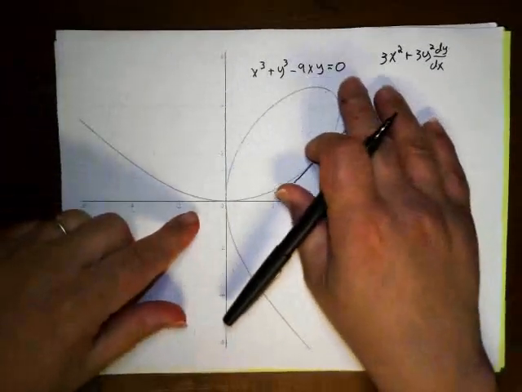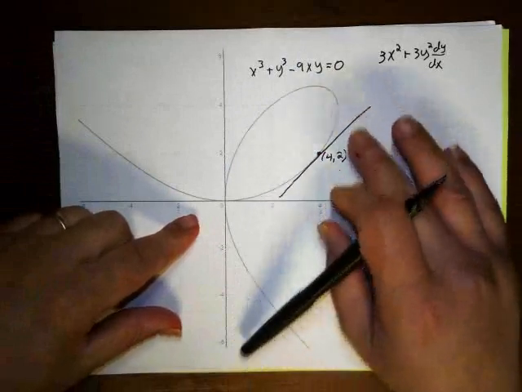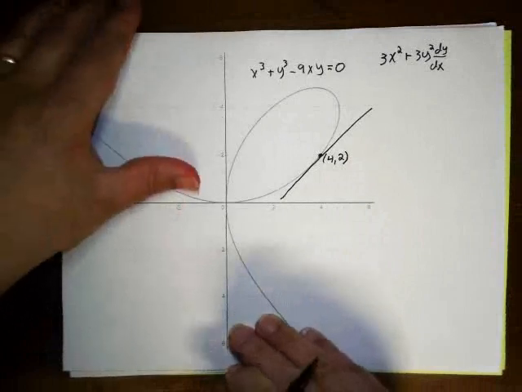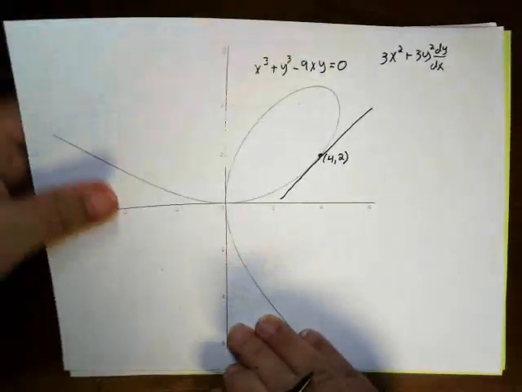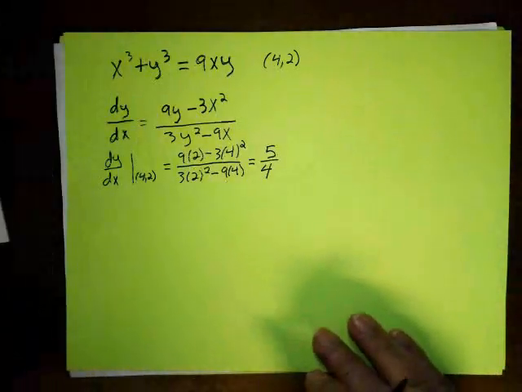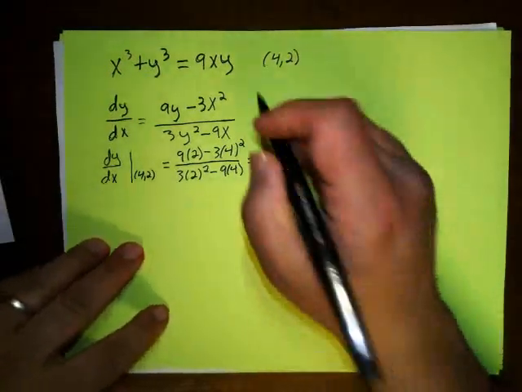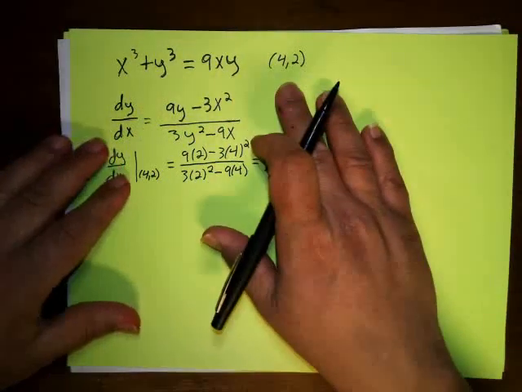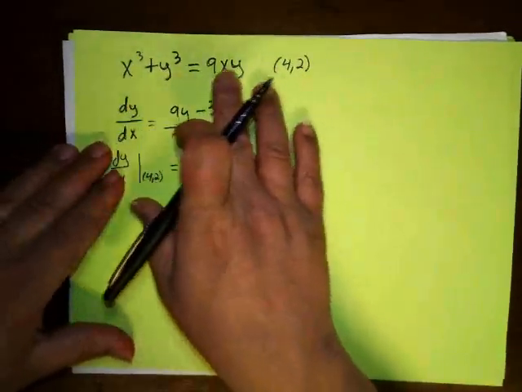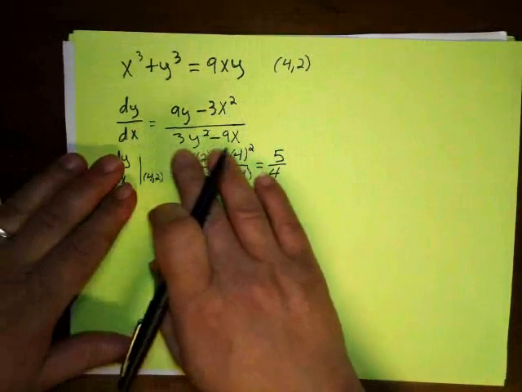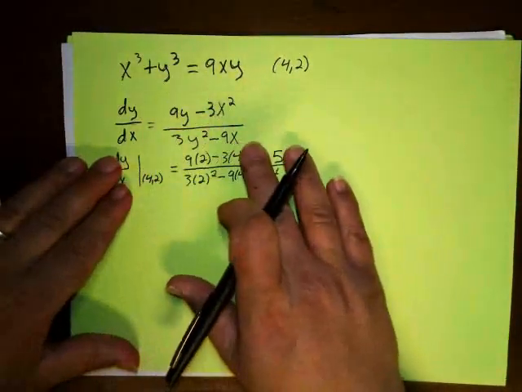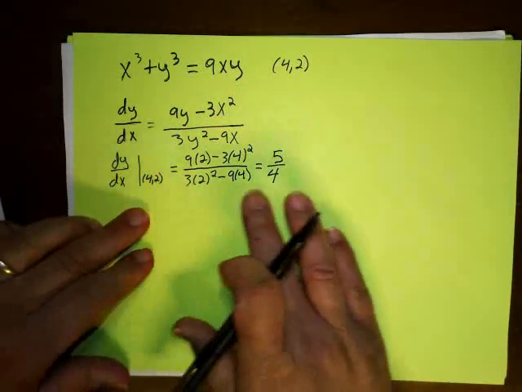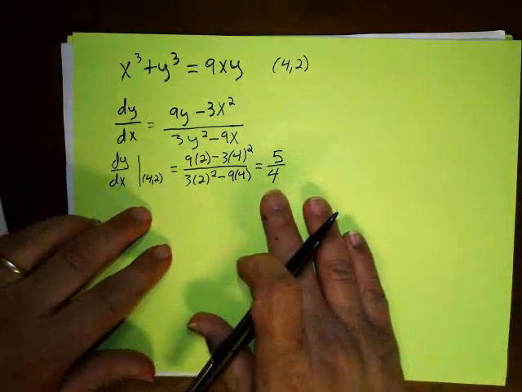So here's the idea. This is the graph that we did earlier, where we found the slope of this tangent line here, and the work that I did is actually down here. So I just copied the important stuff. Here's the line and here's the point. I did the implicit differentiation solving for dy/dx, and I got this. And when I plug in the point (4,2), I got a slope of 5/4.